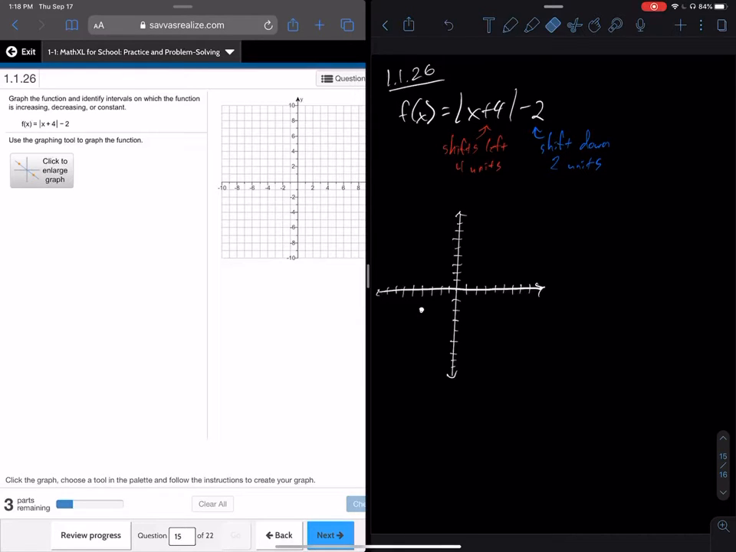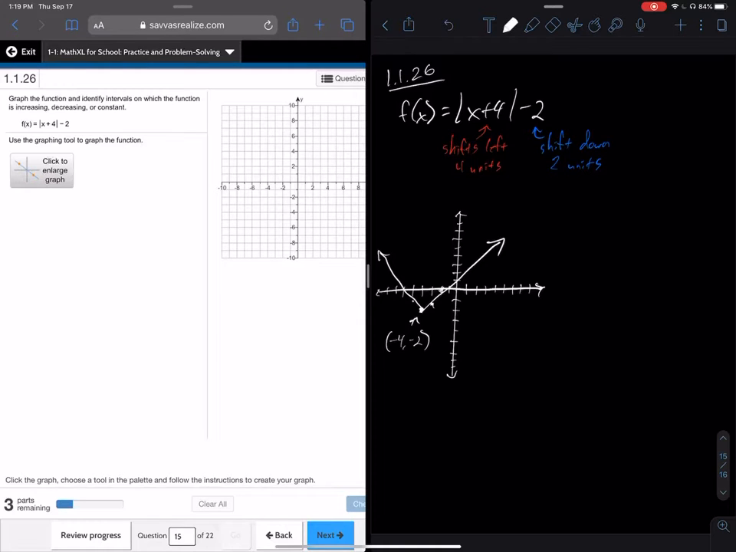What you can also do is you can plug in points. I don't know why this isn't cooperating. I'll plug in some points here, and then just draw a quick sketch. All right, so it'll look something like that. The main point we want to look at here, this will be -4, -2. And then there's other points you can graph.